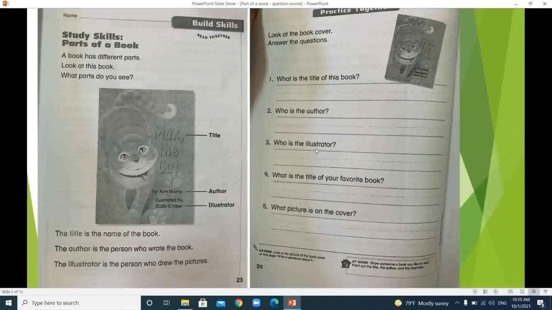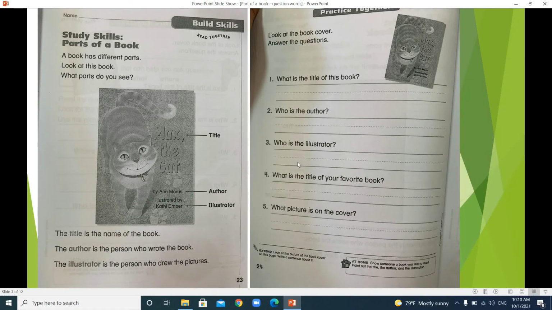Who is the illustrator? The person who drew the pictures in the book. Okay, let's go back to the book here and see. Illustrated by, her name is Kathy Ember. For number 3, you will write Kathy Ember.